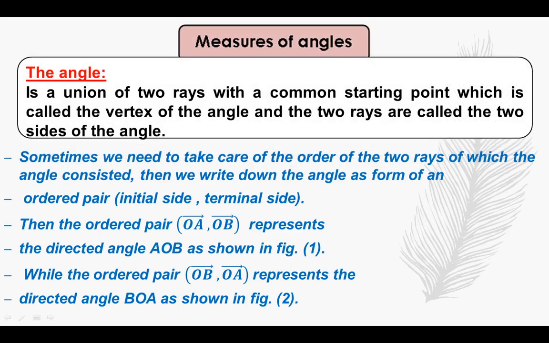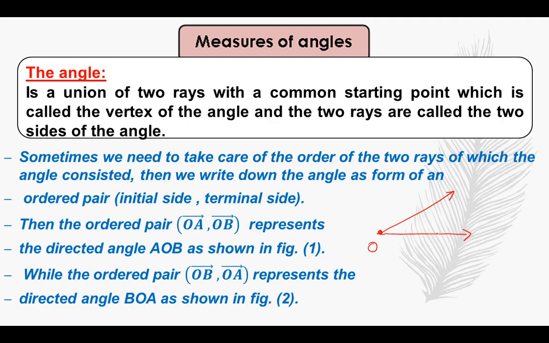Measures of angles. The angle is a union of two rays with a common starting point, which is called the vertex of the angle, and the two rays are called the two sides of the angle. We all know that the angle is a union of two rays with a common starting point. The common starting point, which is O, is called the vertex of the angle.